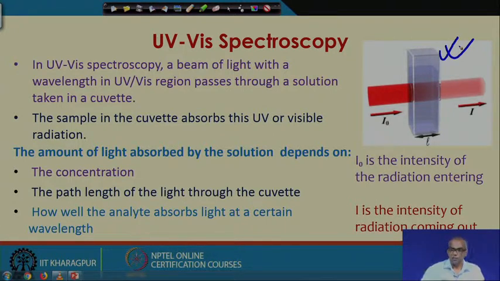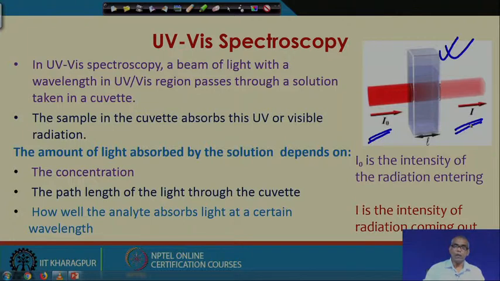Let us consider that I 0 is the intensity of the light that enters the cuvette or the sample, and I is the intensity of the light that comes out from the cuvette. That means, the intensity of the light that leaves the sample. If this sample absorbs light in UV-Vis region, the intensity I will be less than the intensity I 0.